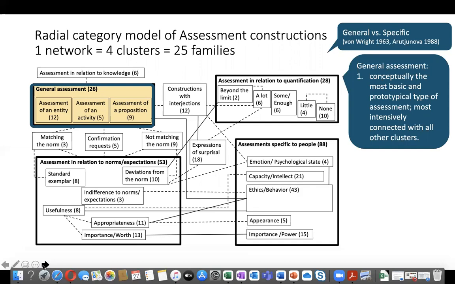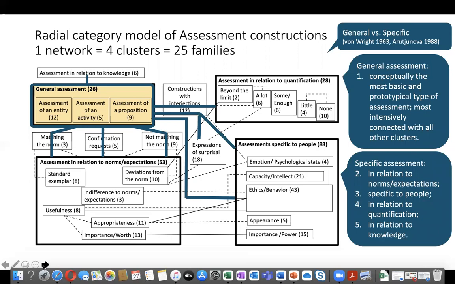It's a distinct cluster of 26 constructions that contain evaluative lexemes that denote good or bad. This cluster is most intensively connected with all other clusters, which is a further indication of its prototypicality. The 3 remaining clusters represent specific assessment and evaluate an object from one of possible perspectives, focusing on a single property of an object, like physical qualities or usefulness of an object. We distinguish between assessment in relation to norms, expectations, assessment specific to people. These are the 2 most prominent clusters in terms of type frequency, and assessment in relation to quantification. Assessment related to knowledge is a distinct type encoded by a family of 6 constructions that does not belong to any of the 4 large clusters, and we represent it as a separate structural unit.